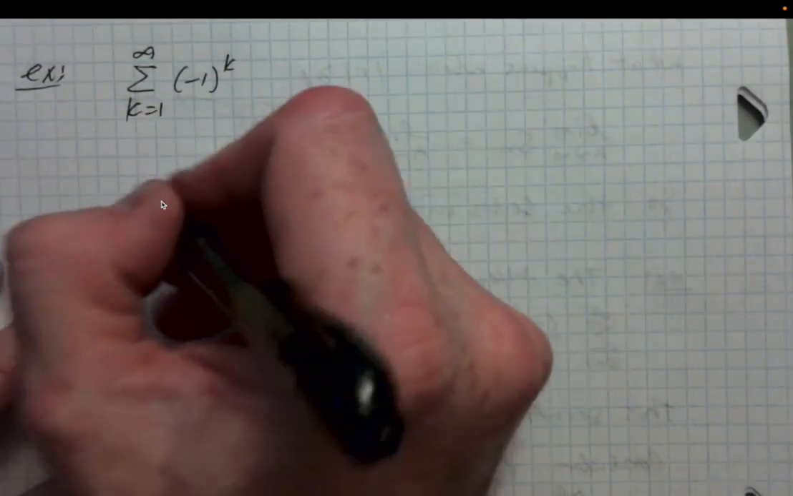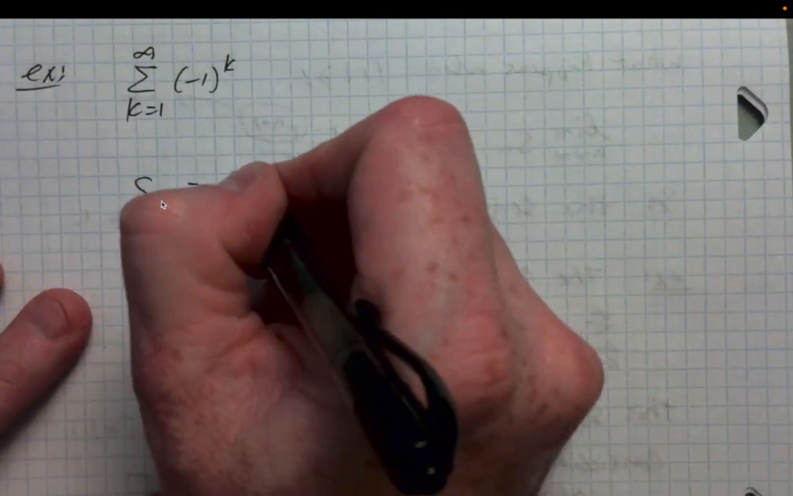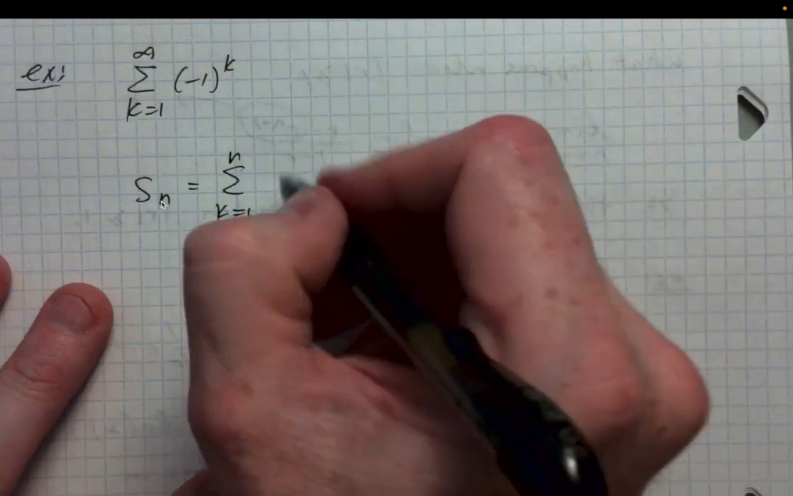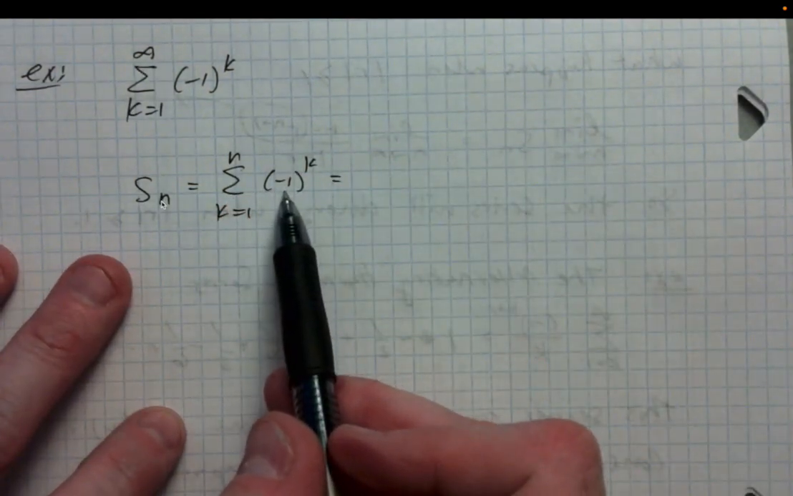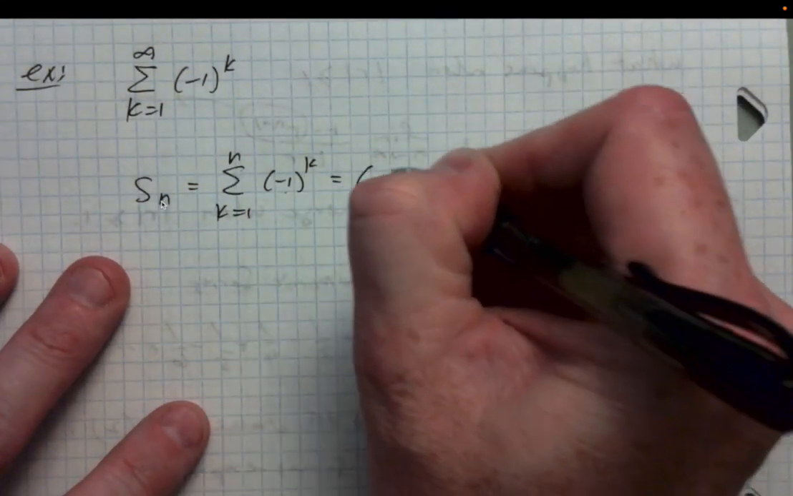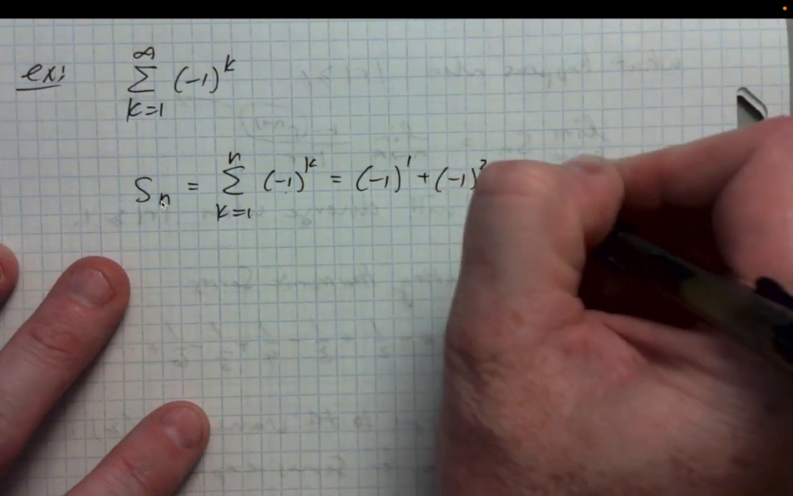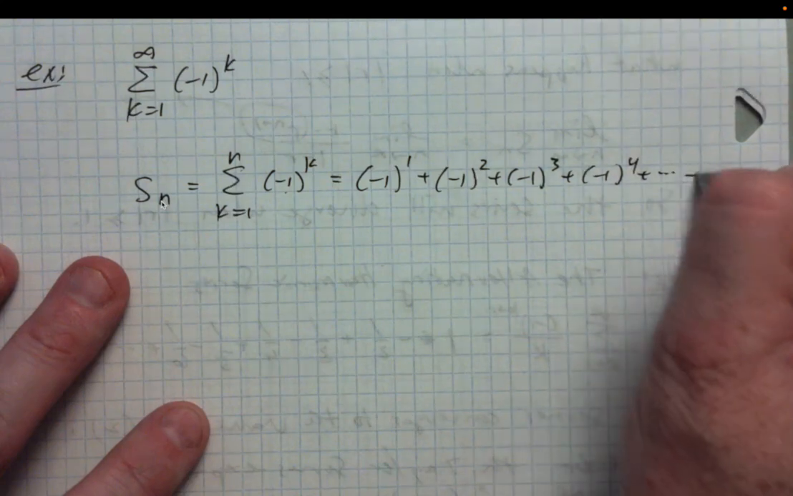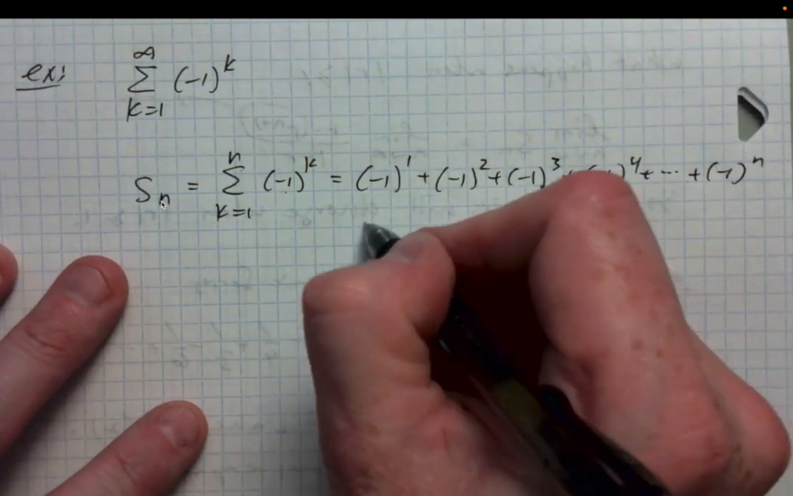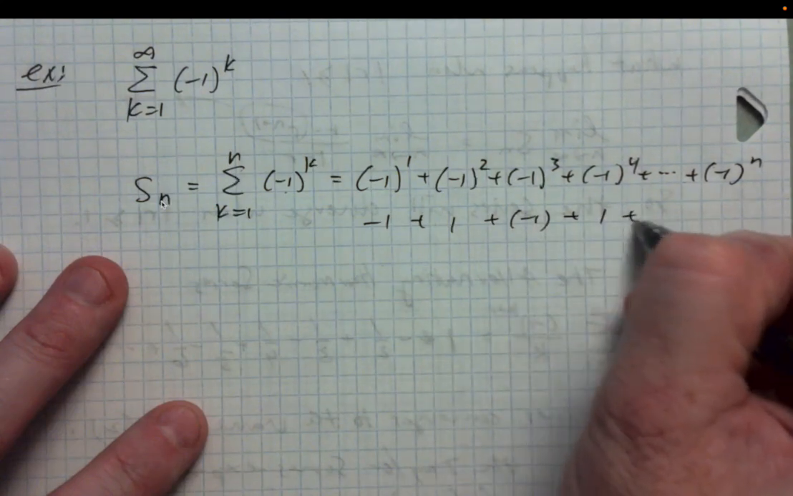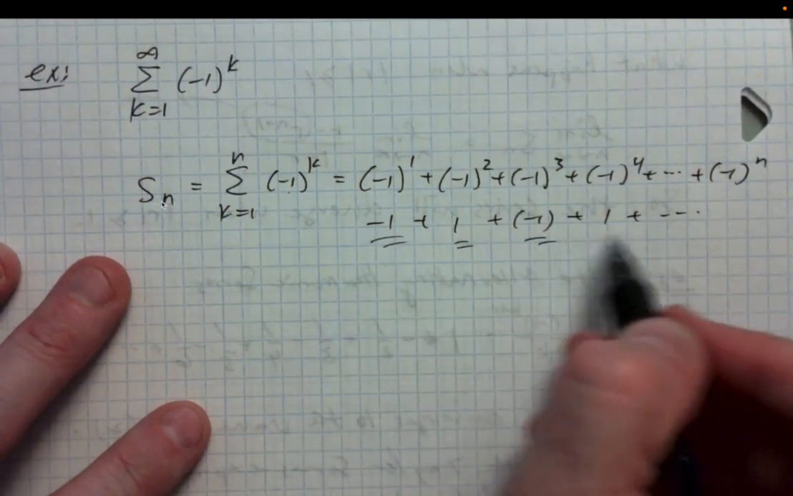Well, let's talk about the nth partial sum here. It's equal to the sum of k equals 1 to n of -1 to the k power. Now, so think about what this is. This is like -1 to the first plus -1 squared plus -1 cubed plus -1 to the fourth plus dot dot dot plus -1 to the nth. So this is -1 plus 1 plus -1 plus 1 plus dot dot dot. So you can see it's undoing itself, right?